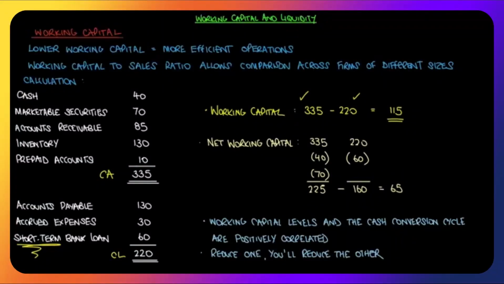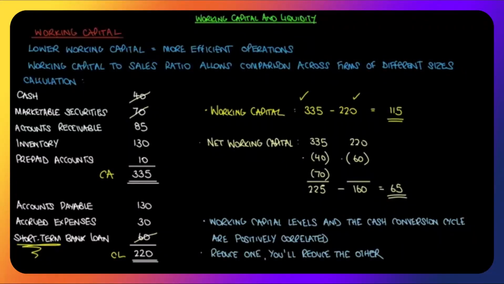Net working capital, remember we wanted to focus on what's involved in that cash conversion cycle, in the operating cycle. So we ignore cash and we ignore marketable securities. So take your 335, knock out the 40, knock out the 70. In current liabilities, we ignore our short-term or current debt. So we'll knock out the 60. That will give you 225 minus 160. Net working capital would be 65.